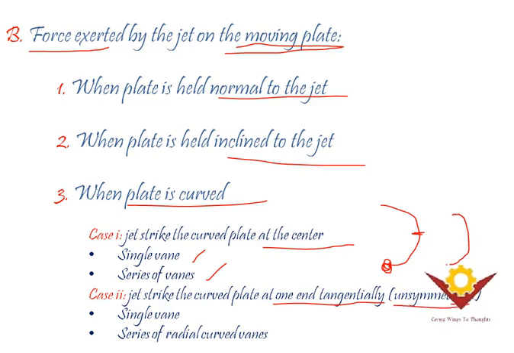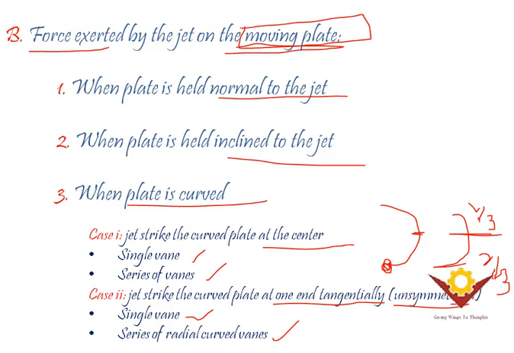Clear? Unsymmetrical means the plate won't divide into two halves. It will be like one third of the blade to this side and two thirds of the blade to this side. Clear. And the next, again in this we have two cases, a single vane and a series of radial vanes. Clear. But now here we are seeing moving plates, but in this session we'll go with only the stationary plate. In the next sessions we will go with the moving plates.